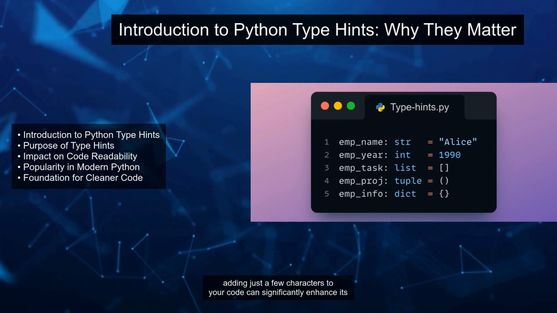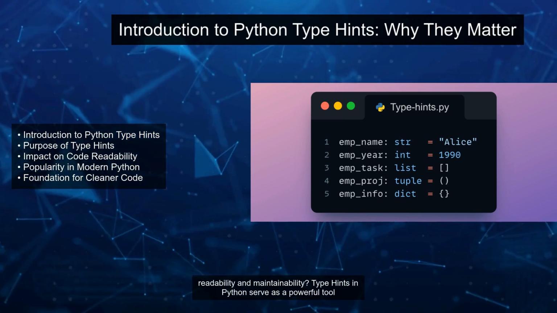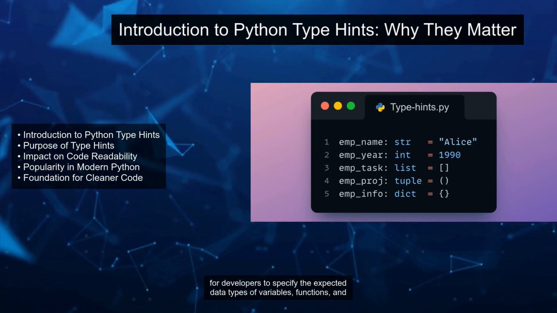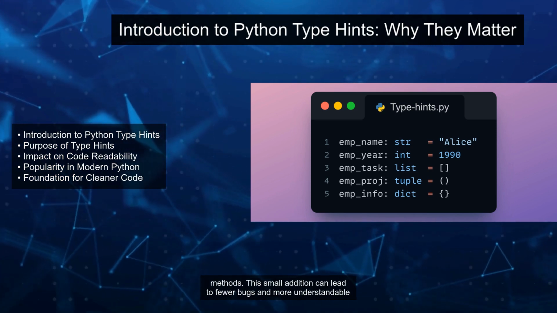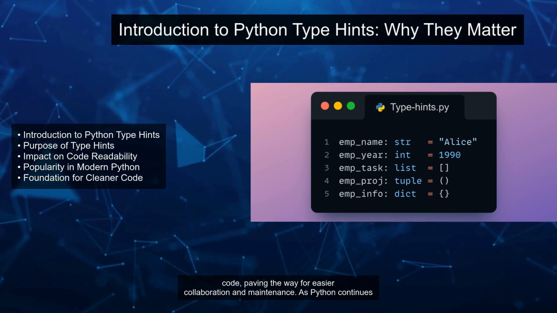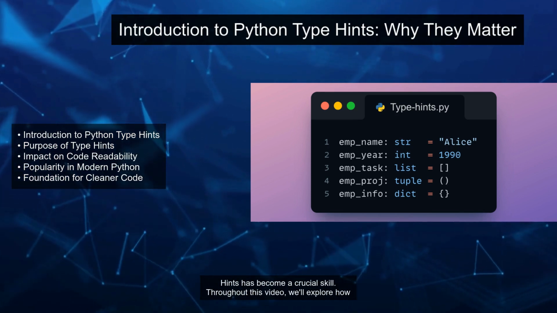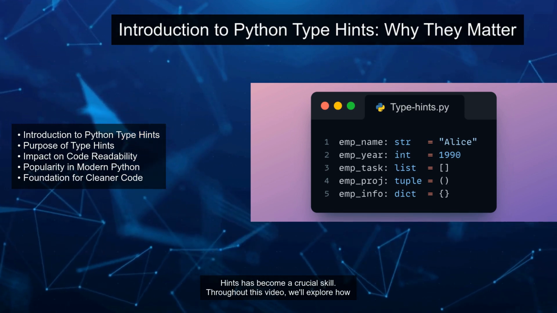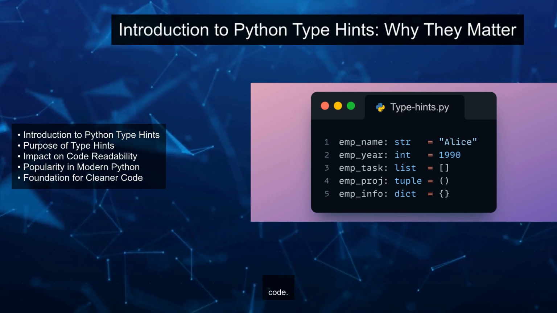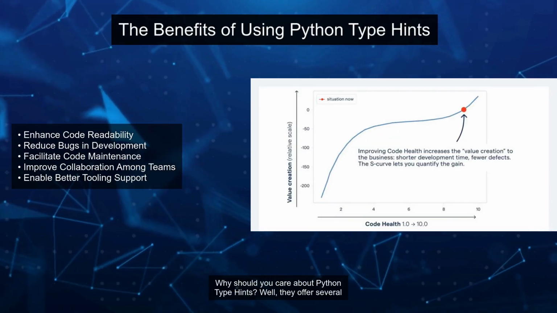Did you know that adding just a few characters to your code can significantly enhance its readability and maintainability? Type hints in Python serve as a powerful tool for developers to specify the expected data types of variables, functions, and methods. This small addition can lead to fewer bugs and more understandable code, paving the way for easier collaboration and maintenance. As Python continues to grow in popularity, especially for large-scale projects, understanding and implementing type hints has become a crucial skill. Throughout this video, we'll explore how to effectively use type hints to write cleaner and more efficient Python code.